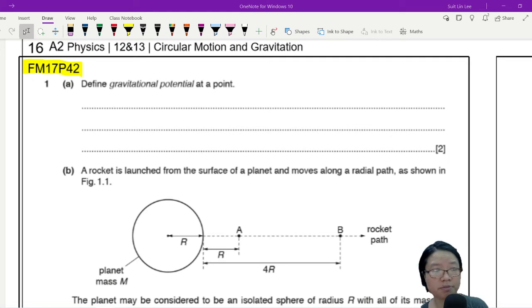March 17, paper 42. In this question, we have a rocket launching away from the surface of a planet. We're going to look at the changes in energy again. So if you haven't tried the question, try it first. Give it a try, come back and watch the discussion.